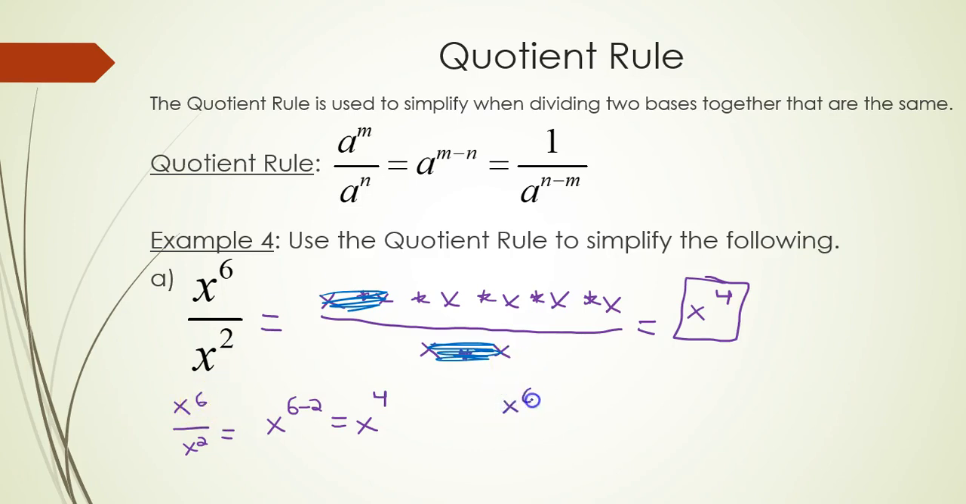What would have happened if we would have started the subtraction from the bottom, from the 2? Well, you would have gotten x to the 2 minus 6. Since you started your subtraction from the bottom, you would have to put your result on the bottom to get 1 over x to the negative 4, which is really x to the fourth after you make it a positive power. So the key thing with the quotient rule is wherever you start your subtraction from, which I recommend always do the bigger number, that's where you put your answer.